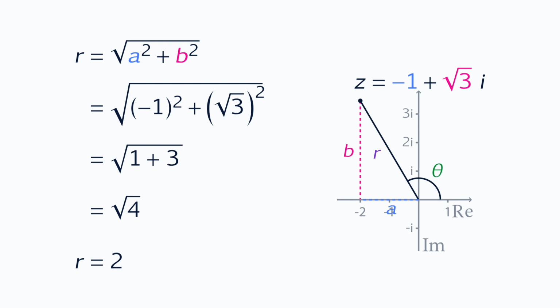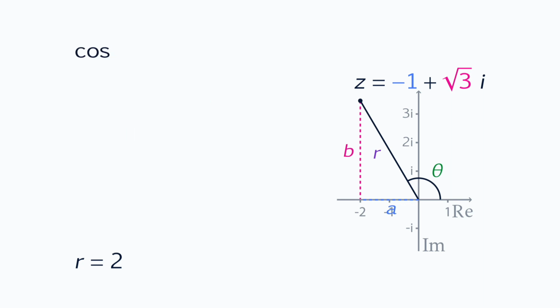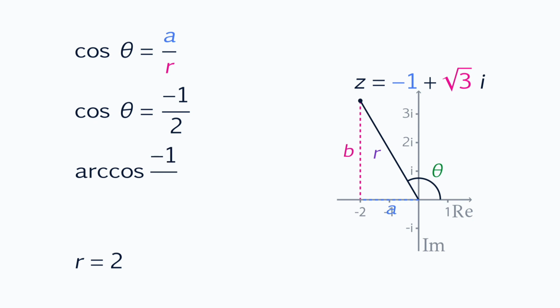Next, let's use cosine to find the argument theta. The cosine of theta equals a over r, which equals minus 1 over 2. So, theta equals the arc cosine of minus 1 over 2, which is either 2 pi over 3 or 4 pi over 3.